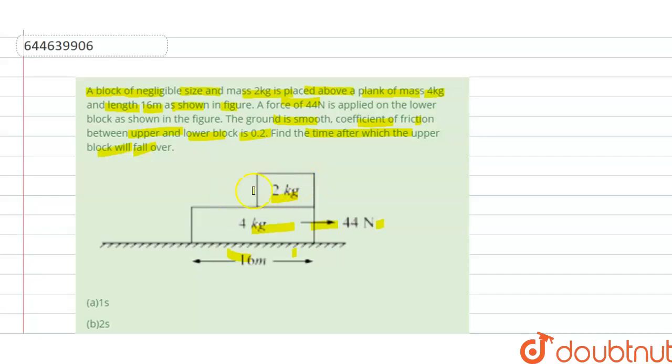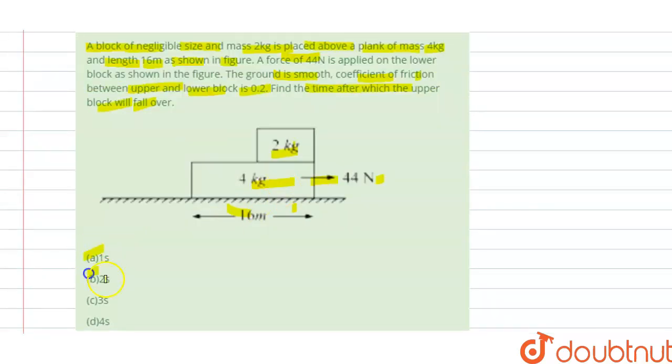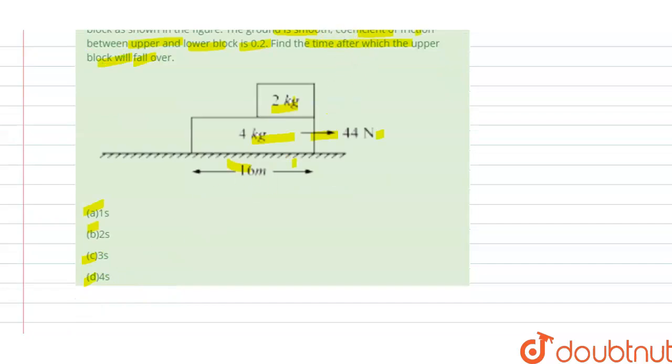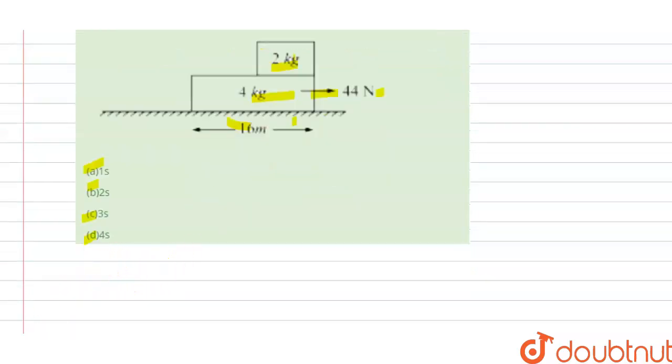So we have to find the time after which this block will fall over here. So we have options A, B, C, D given. So we have to find which option is correct here. So the solution of this question is: maximum F maximum such that the blocks move together.